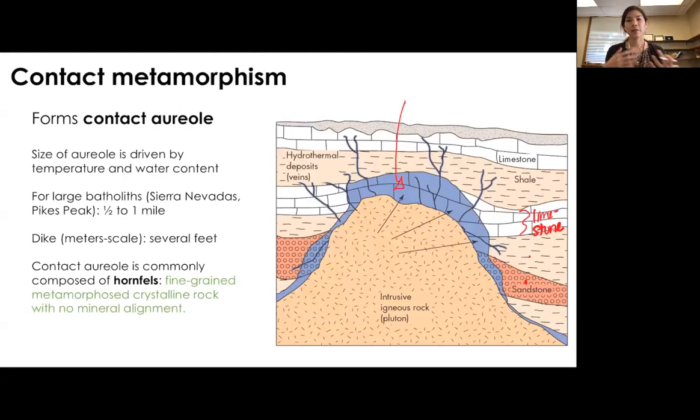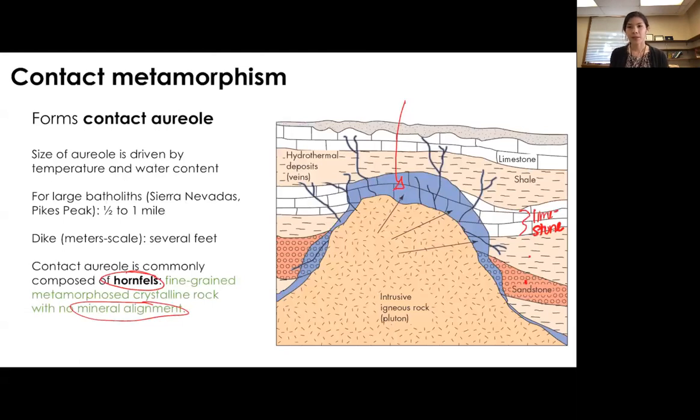Because this type of metamorphism doesn't involve any pressure, there is no lineation that forms. There's just going to be a change in the chemical makeup and the mineral assemblages. So this results in a type of metamorphic assemblage called a hornfels. And these are rocks that have been metamorphosed, so they're metamorphic rocks, but there is no mineral alignment.